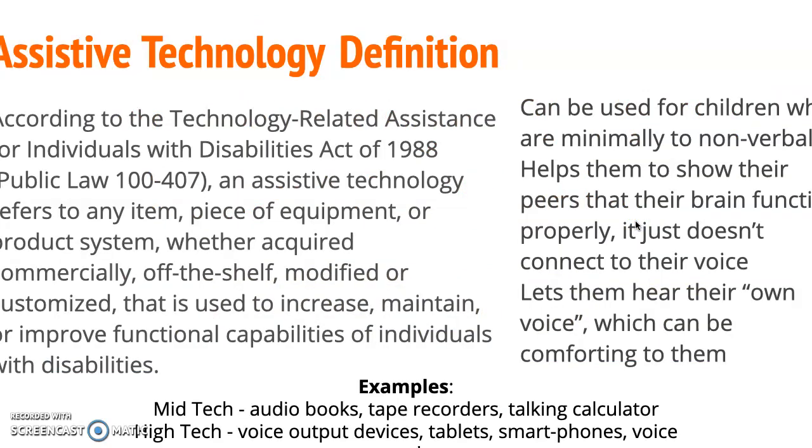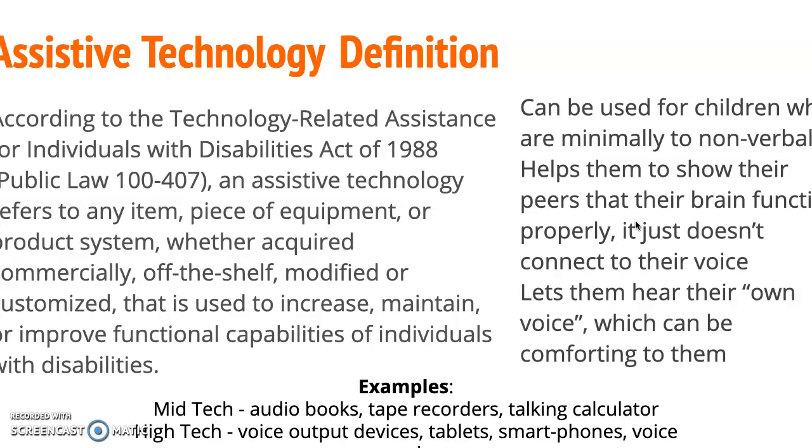Assistive technology definition. According to the Technology-Related Assistance for Individuals with Disabilities Act of 1988, which is Public Law 100-407, an assistive technology refers to any item, piece of equipment, or product system, whether acquired commercially, off the shelf, modified, or customized, that is used to increase, maintain, or improve functional capabilities of individuals with disabilities.